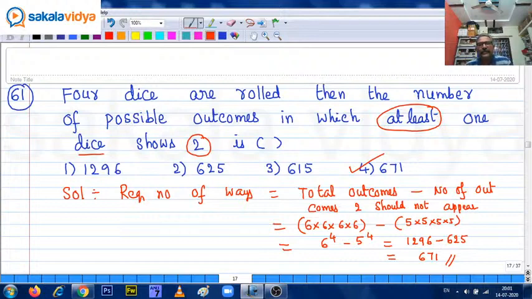Yes. 6 to the power of 4 minus 6P4 is also correct. You will be getting the correct answer. Okay. But in general we do it like this also.